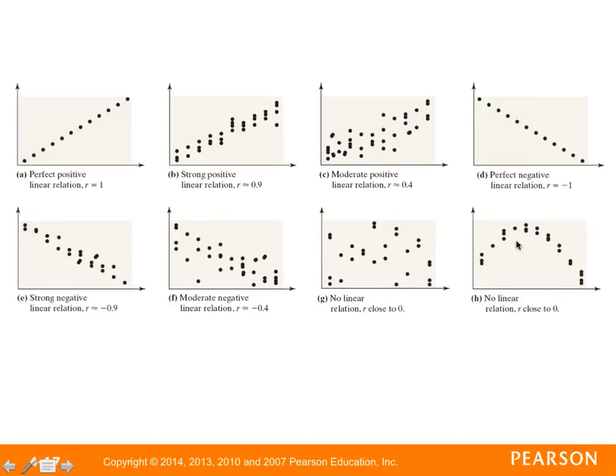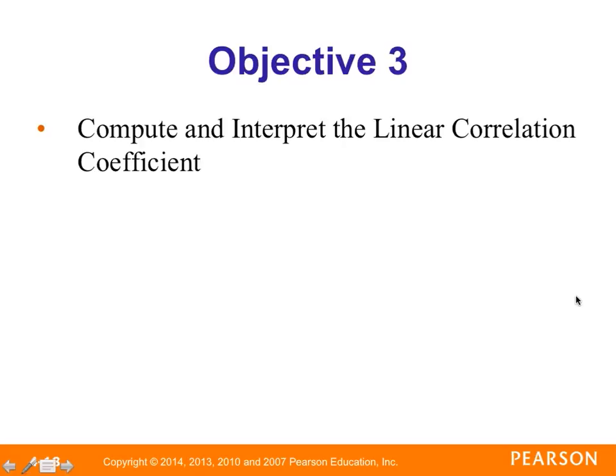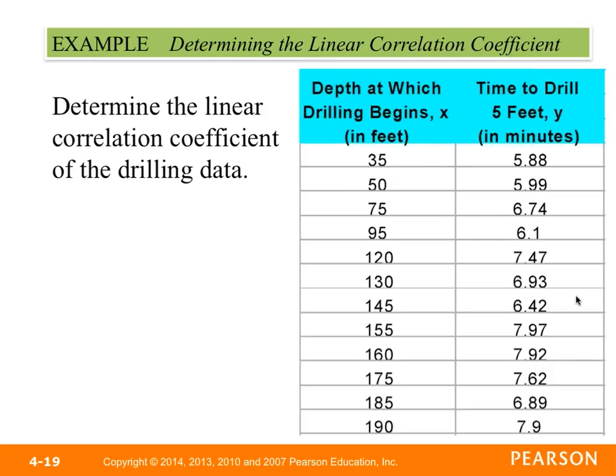And then this one would also give a value of r that's close to 0, but if we look at it, it does have a relation, but it's not a linear relation. So let's go ahead and compute and interpret the linear correlation coefficient.